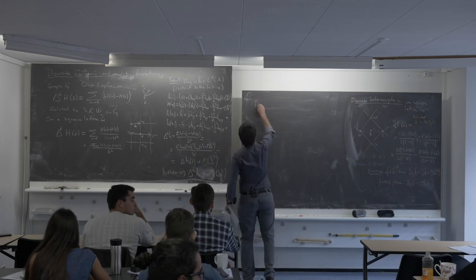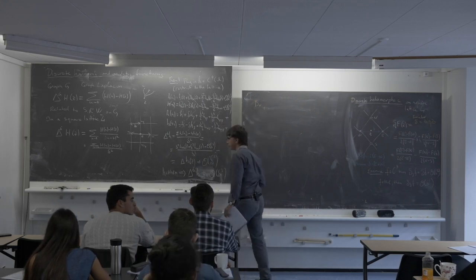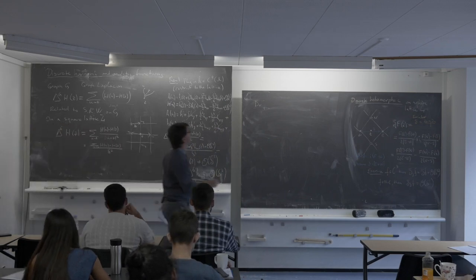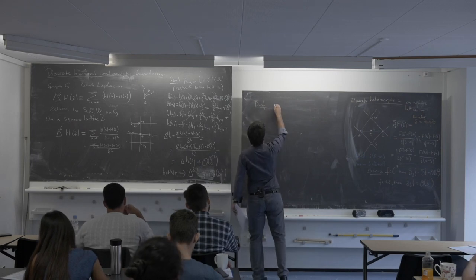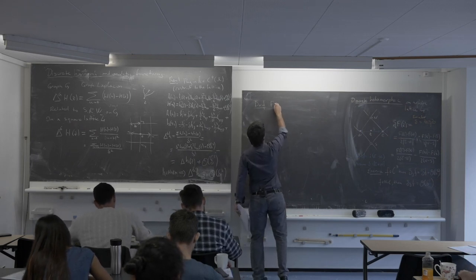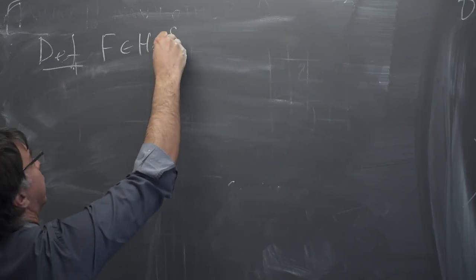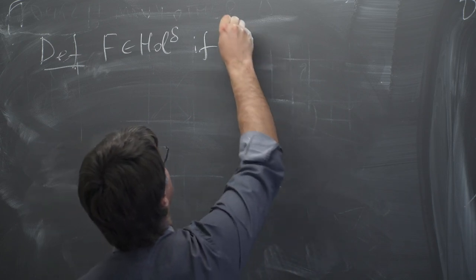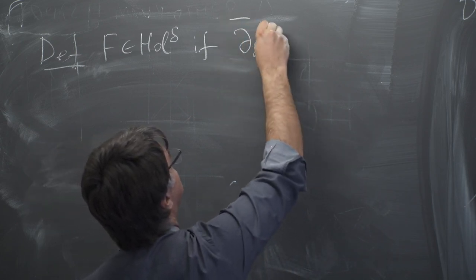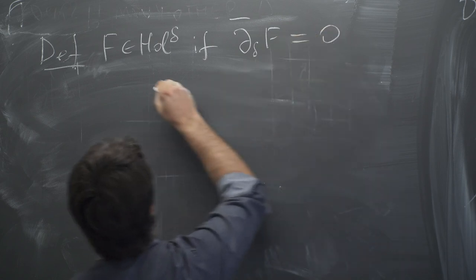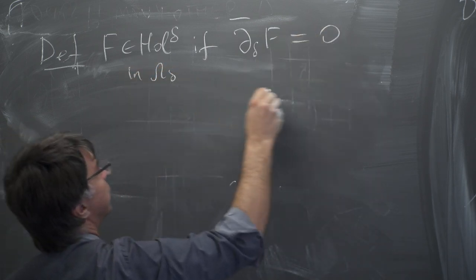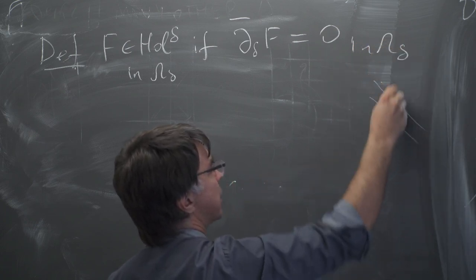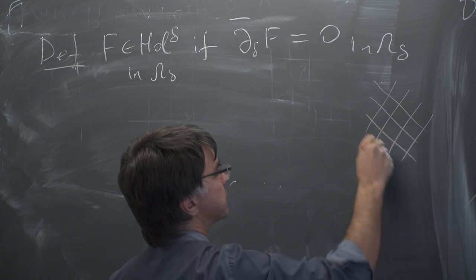So the definition: we say that a function f is discrete holomorphic or discrete analytic. Holomorphic is a better word. We say that f is discrete holomorphic if the discrete d-bar of f is equal to zero in a domain omega delta. So it's some discrete domain, meaning a piece of a lattice.